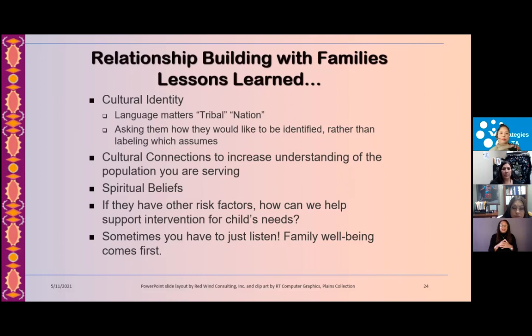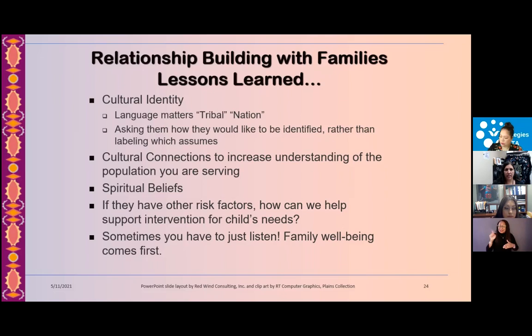And then prioritizing: do the parents have more needs? They're not going to understand the needs of the child right now. You need to address those immediate things with the parents for them to be well and healthy, so they can take on the education of what their child needs next.